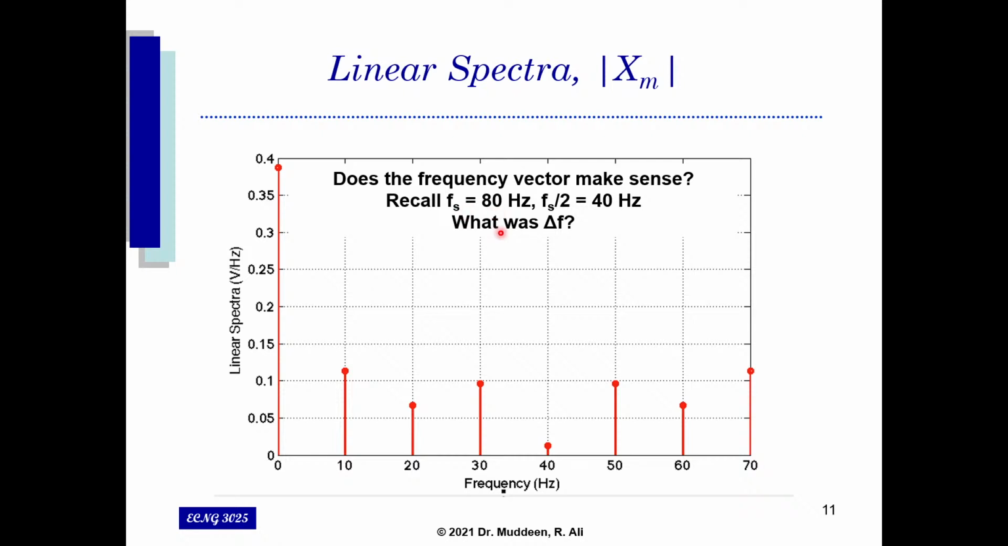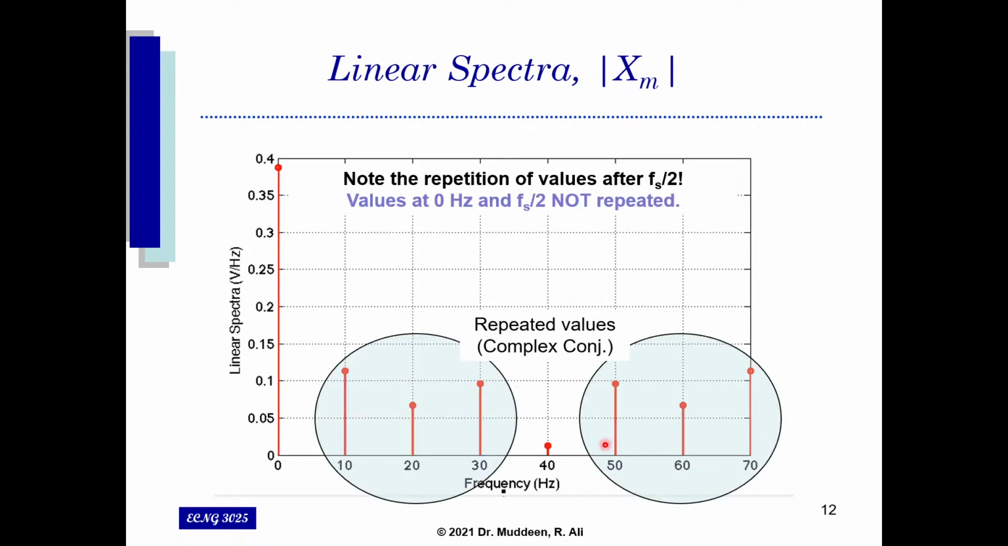So the frequency vector here does make sense, because Fs here was equal to 80 Hz, half of that is going to be at 40 Hz here, and delta F is going to be spaced at every 10 Hz here in particular. And because of the symmetric property around Fs divided by 2, these magnitudes here are basically repeated because they were complex conjugates of the other in the imaginary values instead of the absolute values.